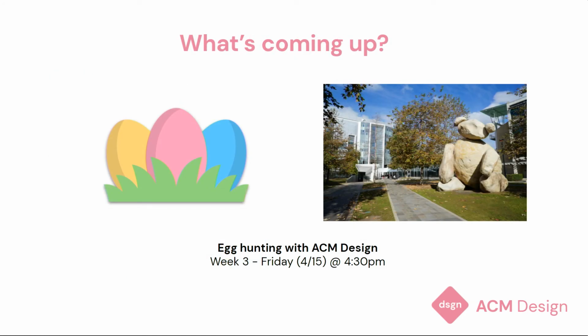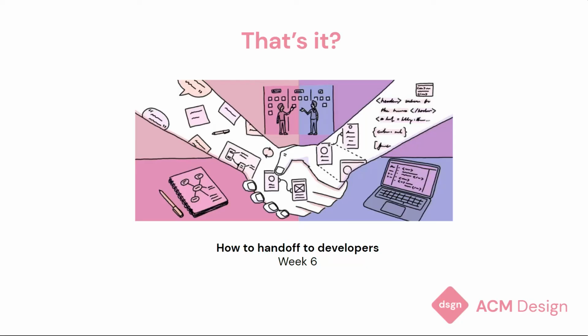So what's coming up? Well, we're barely getting started, and we have an excellent social coming up: egg hunting at the Warren Bear. Basically, ACM Design is hosting a social to meet other designers as well as developers at the Warren Bear. So check that out in week 3. And you're probably wondering, that's it? Well, no. In week 6, we're hosting a workshop where you'll learn how to hand off your designs to developers. You'll learn about efficient collaboration and effective communication.